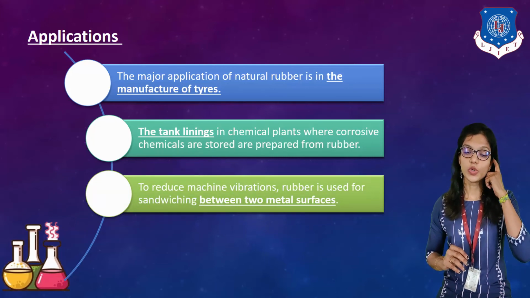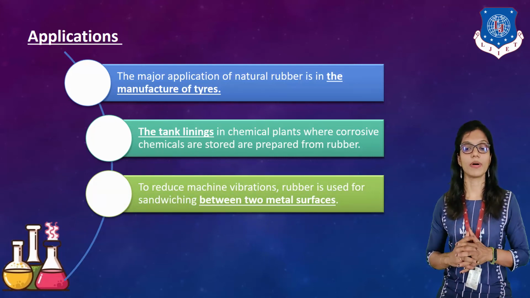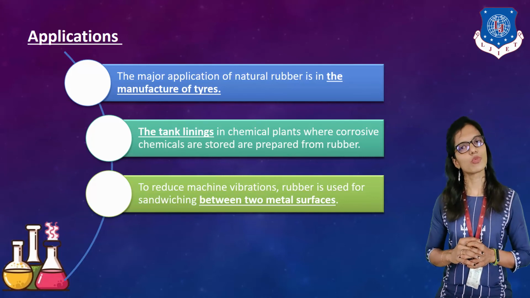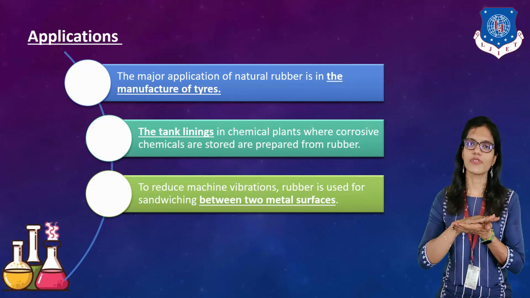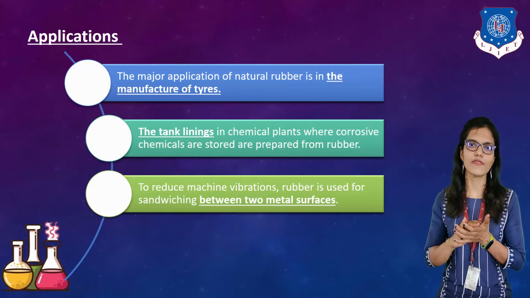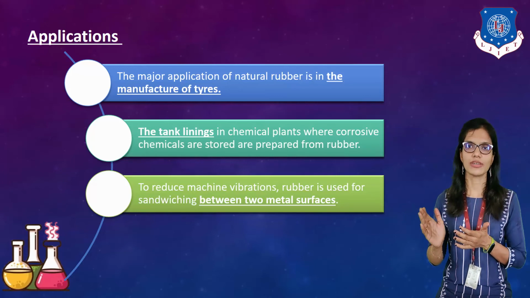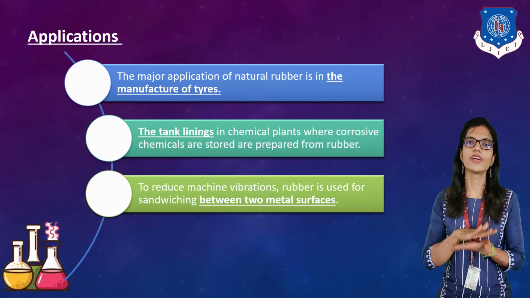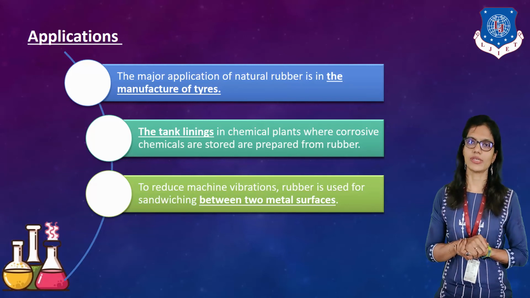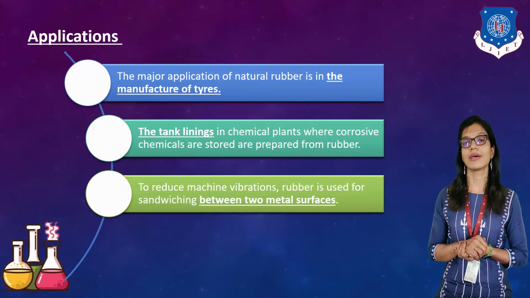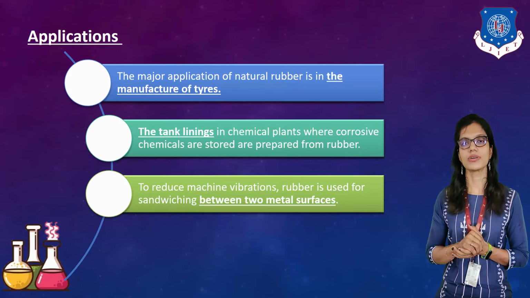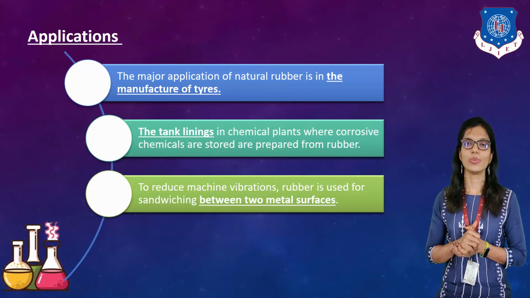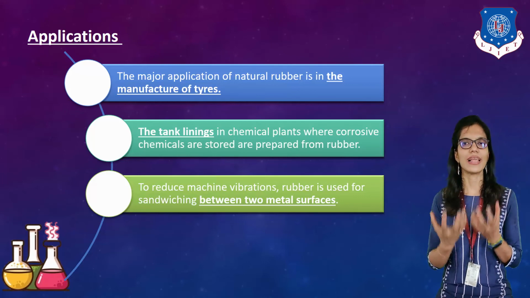Now, to reduce machine vibrations, rubber is used for sandwiching between two metal surfaces. It is most widely used between two surfaces. Nowadays in any kind of machinery, from small to bigger, we use such a layer of rubber which prevents vibrations. Even in kitchen appliances like mixers and juicers, they provide such base surfaces through which we attain less vibration and less sound.